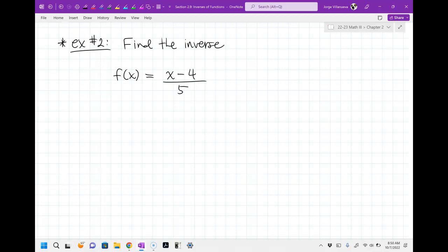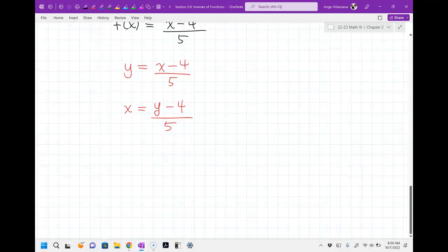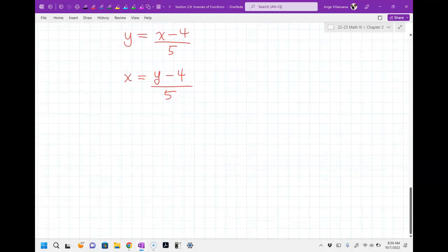Step one, f of x should be equal to something. I'm going to write it down. Step two, change my f of x to a y. So again, it shouldn't be a hard step, we're just rewriting it. Step three, change your x to y and your y to x. So x equals y minus 4 over 5. Step 4, solve for y.